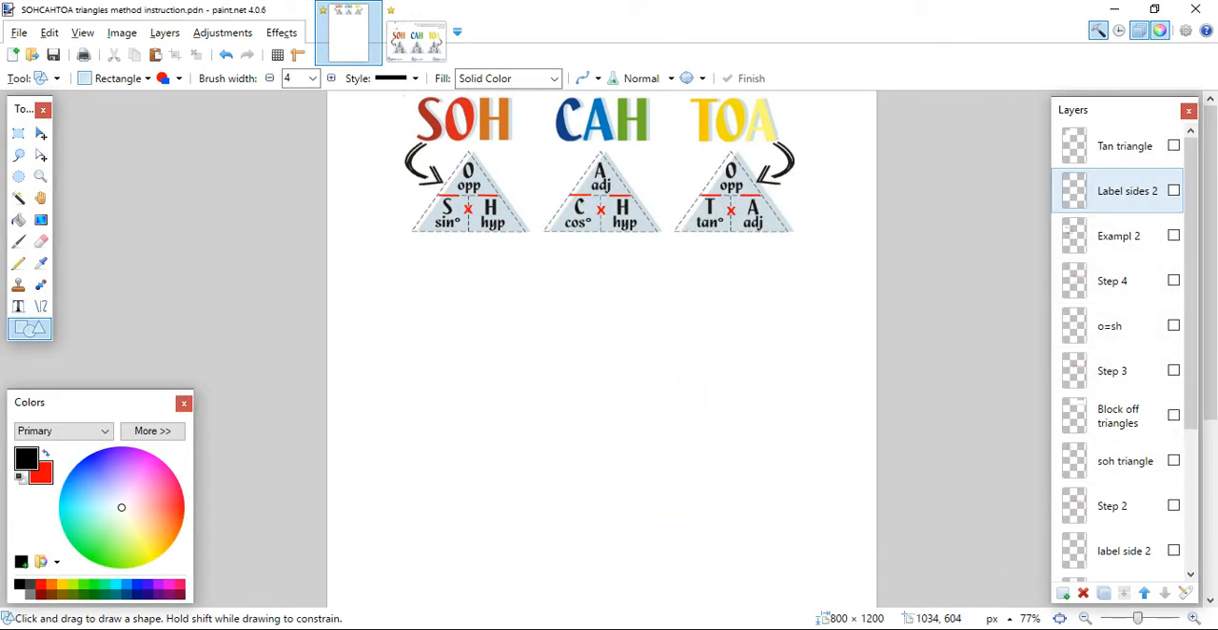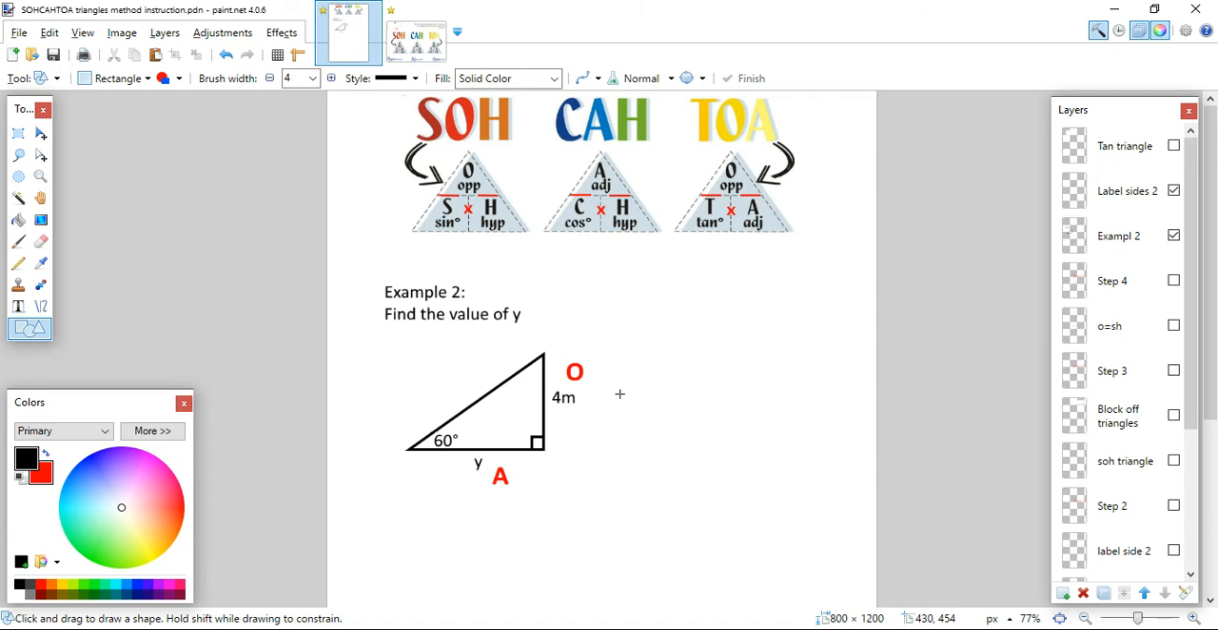Let's look at another example. In this example, we're asked to find the value of y. As always, our first step is to label two sides. Only two sides, the side we're trying to find and the side whose length is already given. Okay, so as you can see here, the side we're trying to find is the adjacent side, and the side whose length is given is the opposite side.